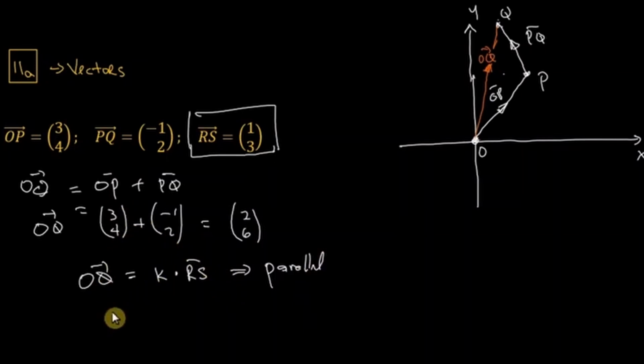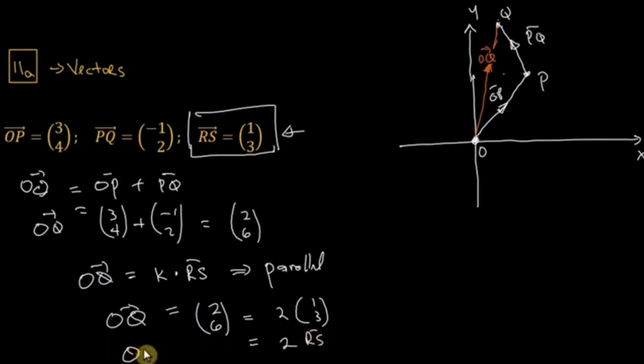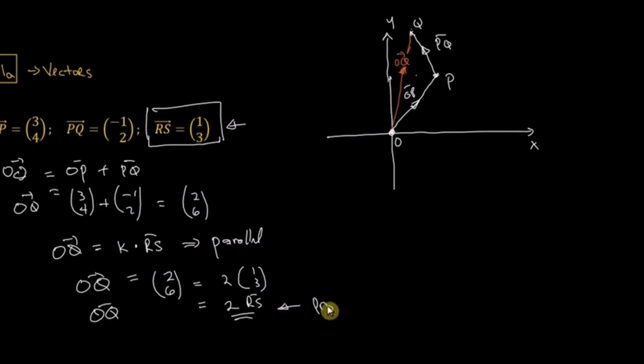So let's consider OQ. We know that to be equal to (2, 6). We could take a factor of 2 and we have 2 times (1, 3). But (1, 3) is the same as RS. So we could write that as 2 times RS. So at once we can see that OQ is equal to 2RS, and therefore that's a proof that they are parallel.